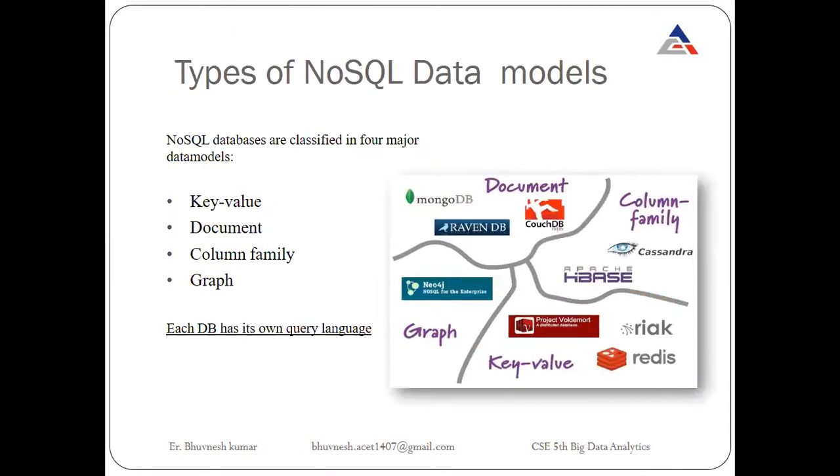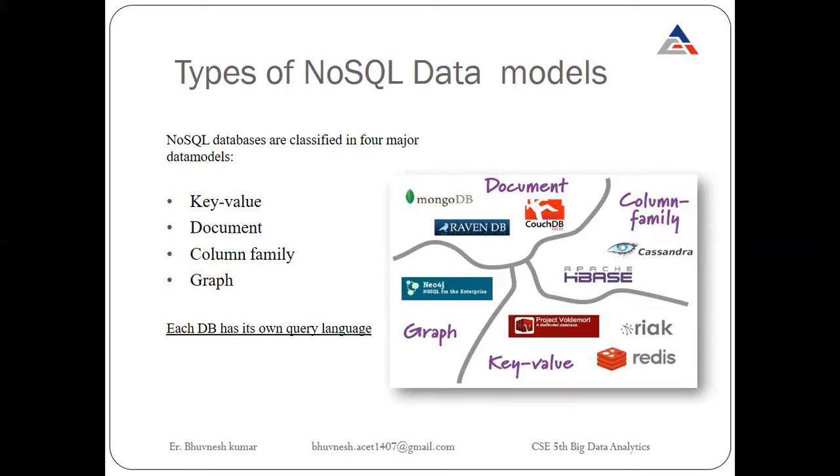And what are the different forms? Those are the types of NoSQL data models. What are they? First is the key value data model. Second is the document data model. Third is the column family data model. And last is graph.